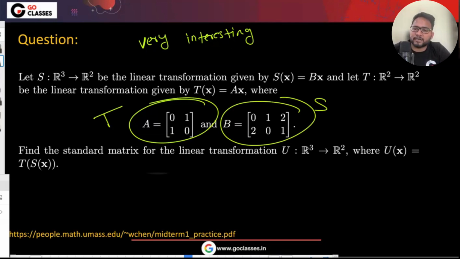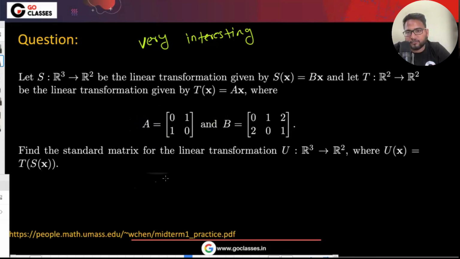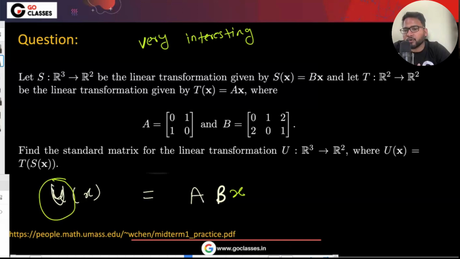See, what is the first transformation that you are doing? First is S, right? So for any X, first is S. So what will you do? You will transform using S, you will multiply by A or B. Tell me. For the S, you are multiplying by B, right? So first you are doing S, so you will be multiplying by B, and the whole thing you are doing with T. Then for the transformation using T, you will be multiplying by A, right? So this is nothing but the transformation using U. So basically, the matrix they are asking, the standard matrix corresponding to U, is nothing but AB.